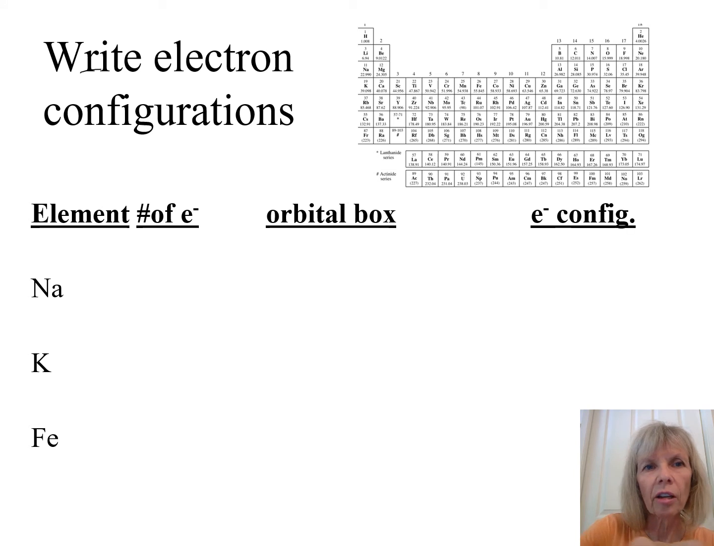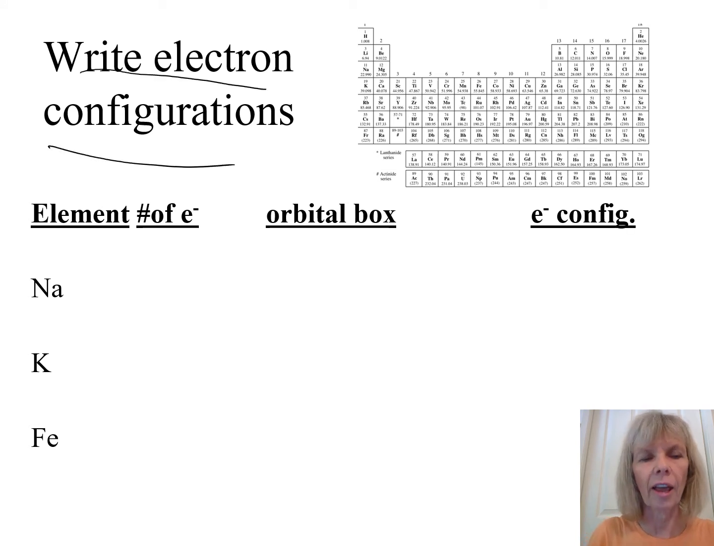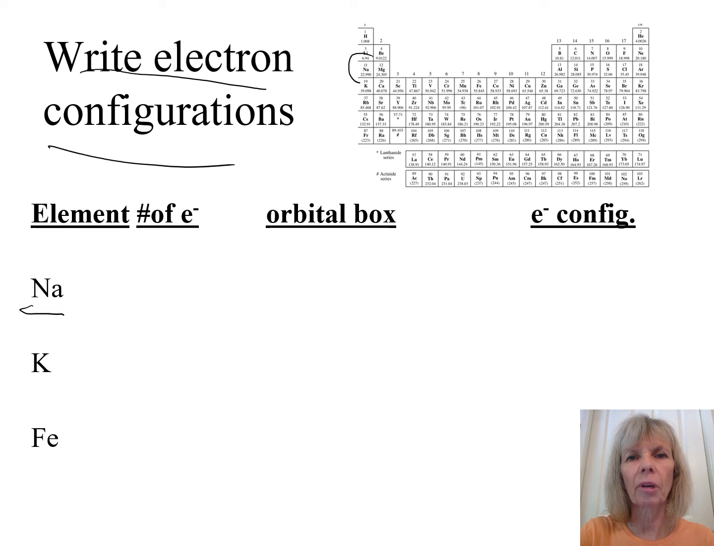Write electron configurations for the following elements. So we're going to start with Na, which is sodium. First is to figure out the number of electrons. So we need to use our periodic table, and we can find sodium has 11 electrons. So we're going to do the orbital box diagram. And again, we can start by just drawing a line to represent the bottom of the box. We always start with 1s, and we put in 2 electrons.